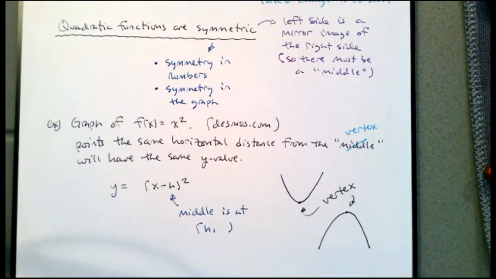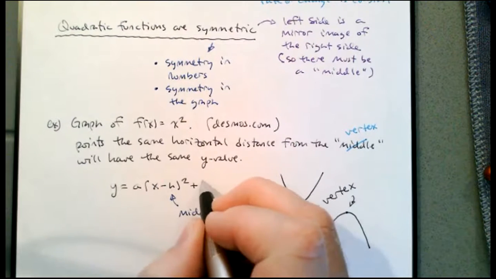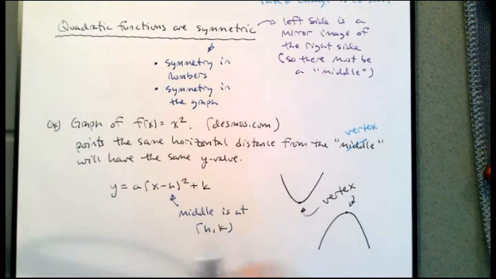All right, the next step is to do just an exploration of vertex form. Let's just write the vertex form, and see how changing the h that's in the square with the x changes the middle, and what the plus k does and what the a will do.